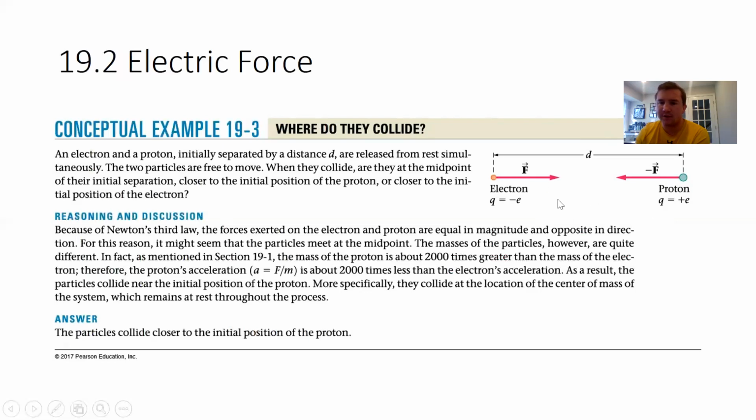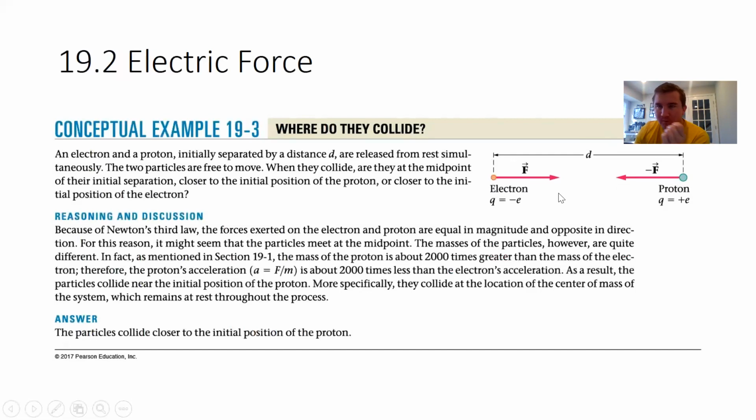It's just going to be in opposite directions. That's Newton's third law: every force has an equal and opposite force. So if this electron is pulling on the proton with a force of F, then the proton is pulling on the electron with a force of F. These F's are the same size. One's positive because it's going to the right, one's negative because it's going to the left, but the forces are the same size.